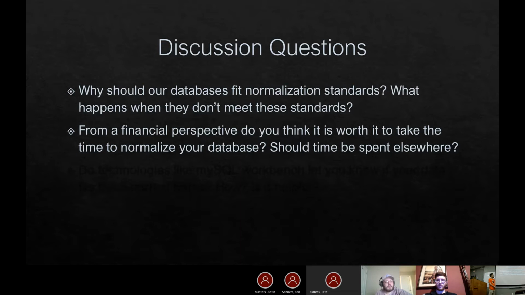For our second question, we have, from a financial perspective, do you think it is worth it to take the time to normalize your database, or should time be spent somewhere else? I'll answer. Yeah, you can look at it like an investment. You don't want to have to keep going back and putting more money into it and, in the long run, losing money. It's worth it.